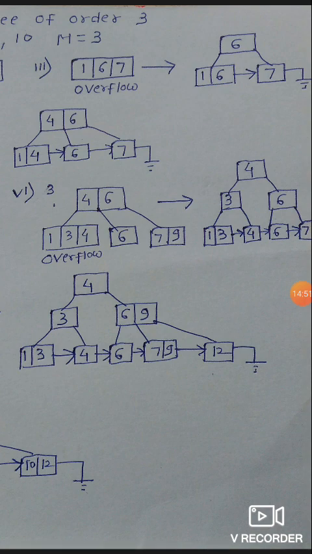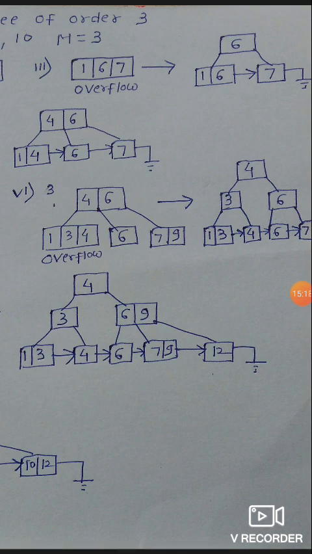Once again I repeat, as 3 comes, 3 is less than 4, therefore it is added at the left hand side of 4, so it becomes 1 3 4. Now there is overflow, so the central key which is 3 is shifted to its upper node. So as I shift 3 to its upper node, it becomes 3 4 6.